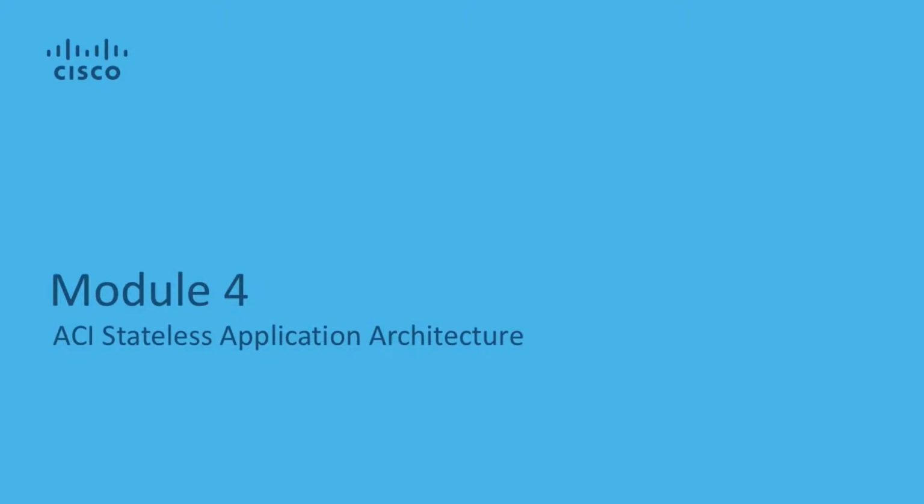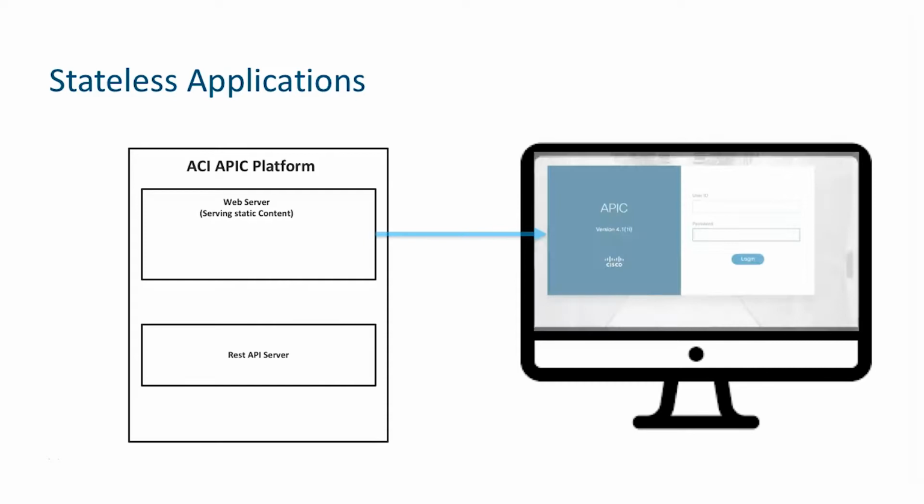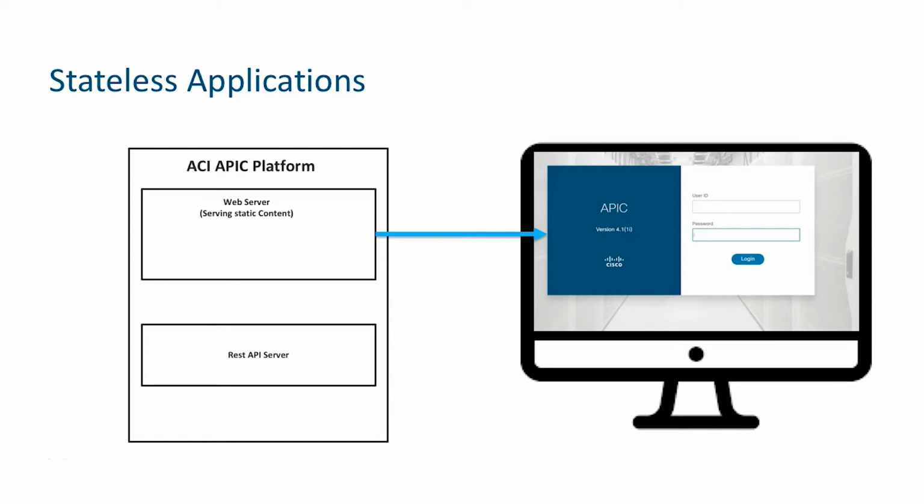Welcome to Module 4. This module covers the basic architecture of an ACI stateless application. Say you open your browser and navigate to your APIC URL. All static content, HTML files, JavaScript files, images, and CSS style sheets are served from the APIC web server.